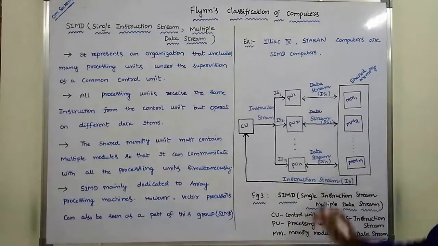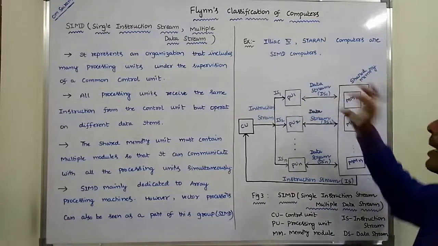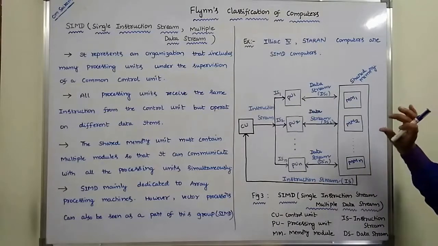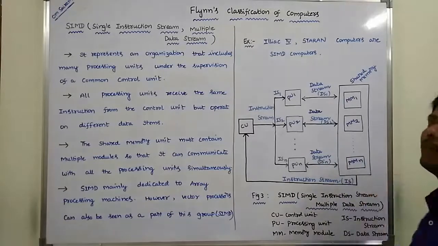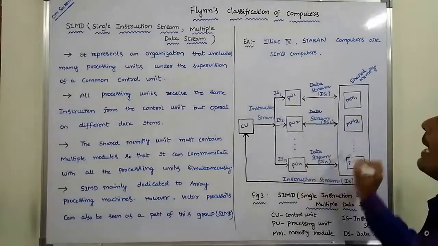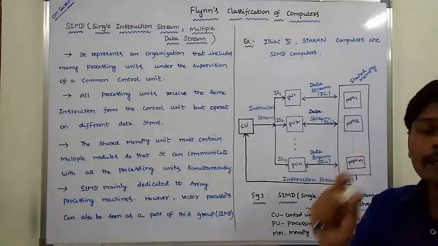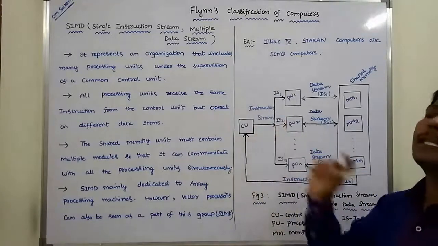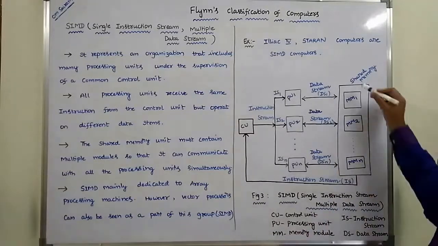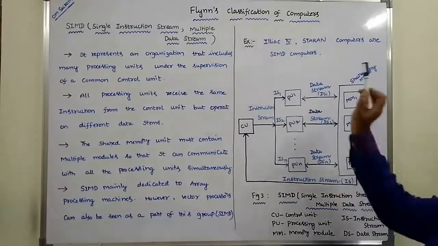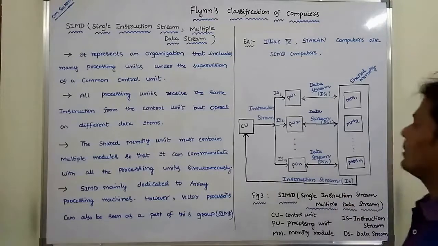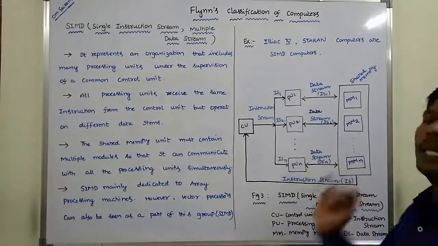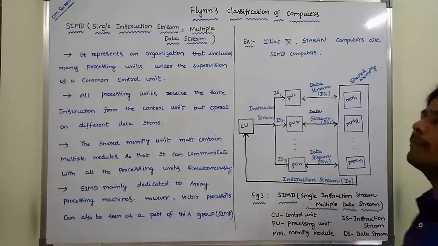We can simply say that this processing unit executes the instruction on data taken from memory module 1, this one on data from memory module 2, and this one on data from memory module n. All the processing units execute the same instruction sent from the control unit but on different data streams.